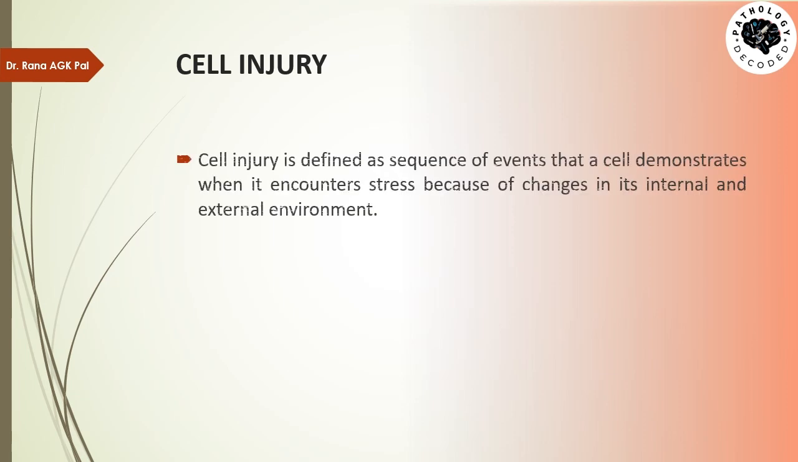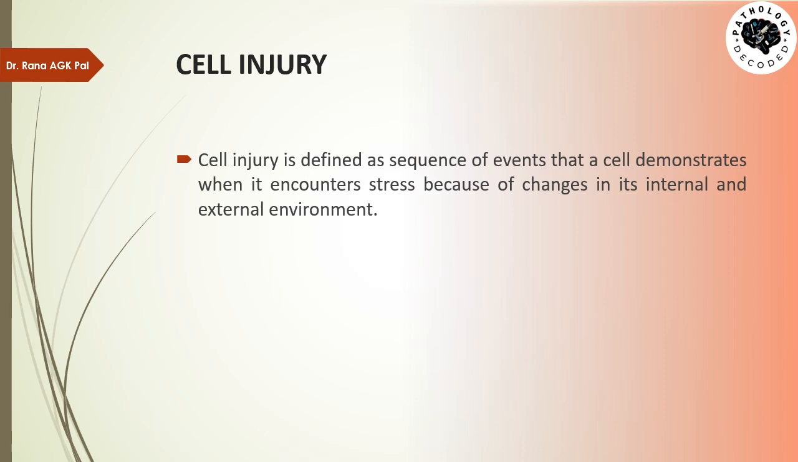Cell injury. It is a fundamental concept in pathology serving as the cornerstone for understanding the development of pathological lesions. Mastering this concept is essential for interpreting the various pathological changes encountered in clinical practice. So what actually is cell injury? As per the definition given by Robbins, cell injury is defined as a sequence of events that a cell demonstrates when it encounters stress because of changes in its internal and external environment.